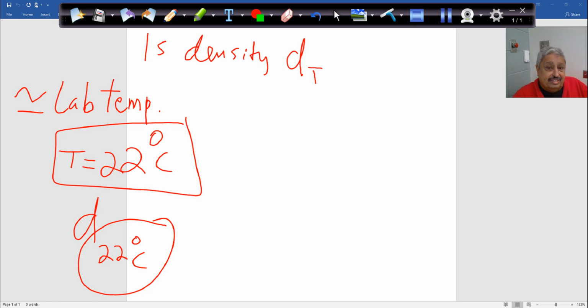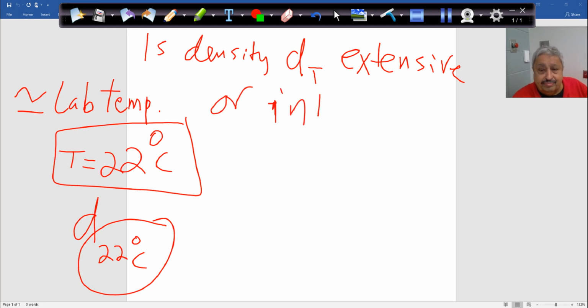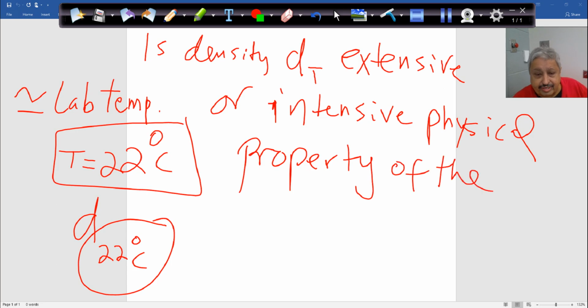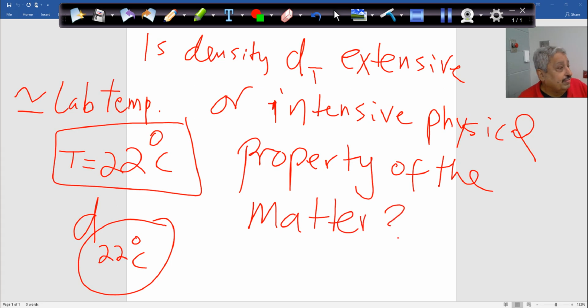So is the density D subscript T extensive or intensive physical property of the matter? What do you think, guys? Somebody will help me with this, answering this question. Intensive. We covered that last week? No? Yes? Yes, we did cover. We said the density is always intensive.